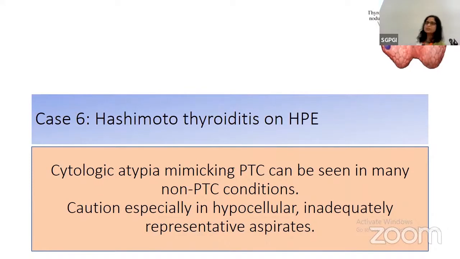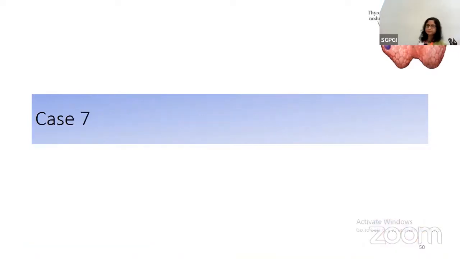So again, cytological atypia mimicking PTC can be seen in many non-PTC conditions, which I've already enumerated. So you should be especially careful when you're dealing with hypocellular aspirates. Again, go back to your clinician. Always get the thyroid function test at the time of assessing the aspirates, which was discussed very beautifully this morning. So case number 7.